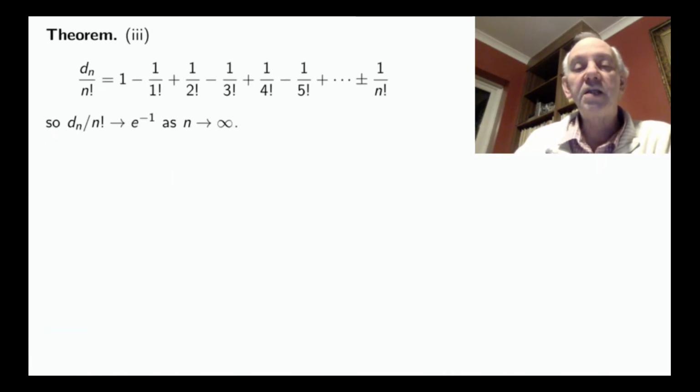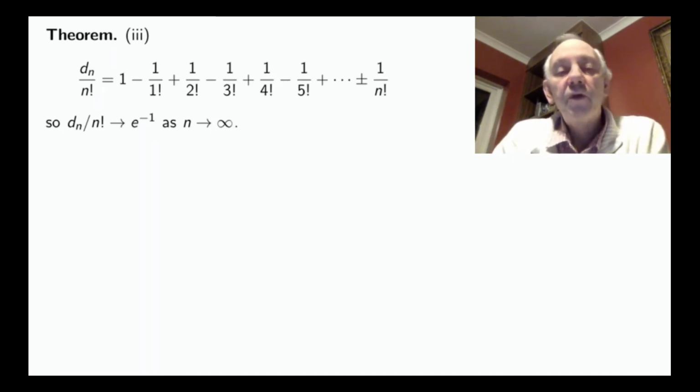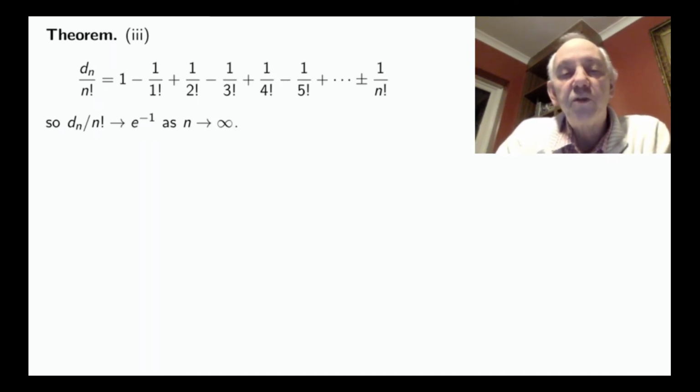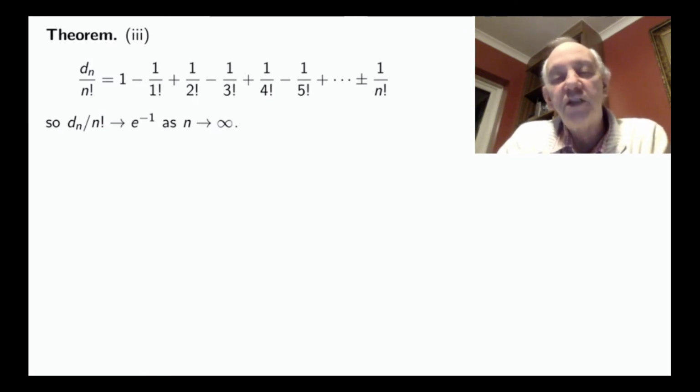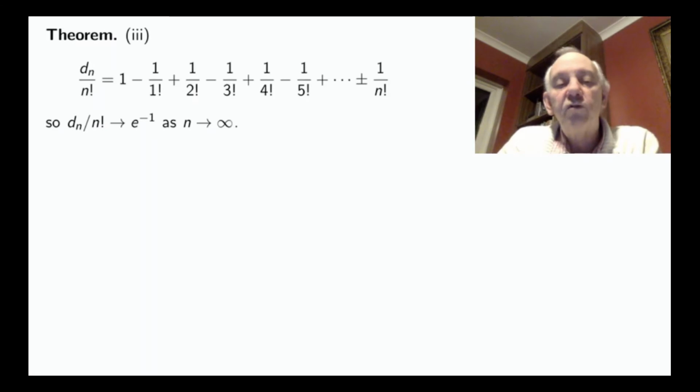Okay, so here's the key result. I'm going to give a theorem with 3 parts. This is actually the 3rd part in the lecture notes, so I've labelled it part 3. And it's quite easy really to remember this, namely this ratio dn over n factorial is the alternating sum of these reciprocals of factorials. So if n is even, it will go up to plus 1 over n factorial. If n is odd, it will go up to minus 1 over n factorial.